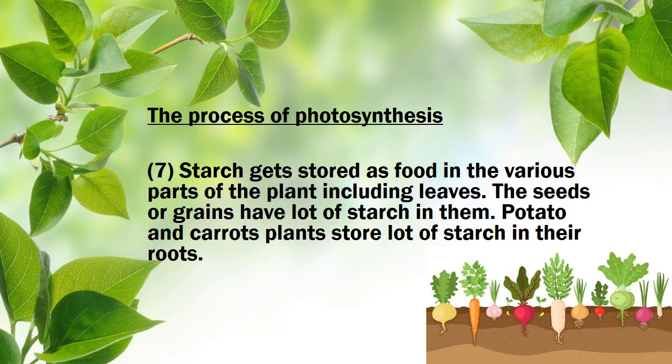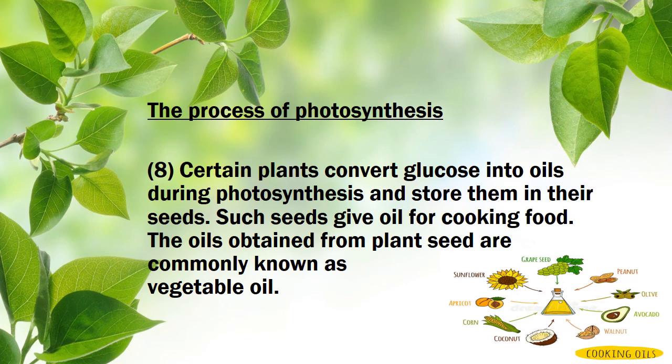Starch gets stored as food in the various parts of the plant, including leaves. The seeds or grains have lot of starch in them. Potato and carrot plants store lot of starch in their roots. Certain plants convert glucose into oils during photosynthesis and store them in their seeds. Such seeds give oil for cooking food. The oils obtained from plant seed are commonly known as vegetable oil.